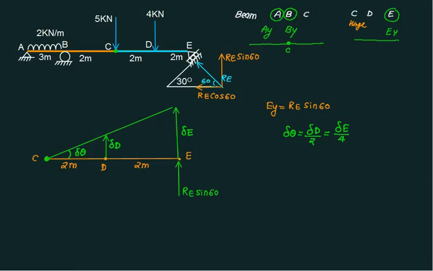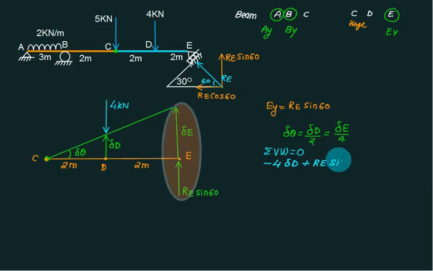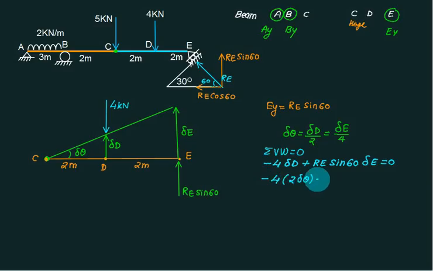Once you finish this, then show external force. We have external force at C, but we don't have any displacement. So I will just show the force on D point, that equals 4 kilonewton. Apply principle of virtual work. 4 minus del D, because it's an opposite combination, and RE sine 60 into del E is positive combination. Replace this value: 4 into del 2 theta plus RE into sine 60 into del E. Del E is 4 del theta. Del theta is cancelled. Solve for RE.